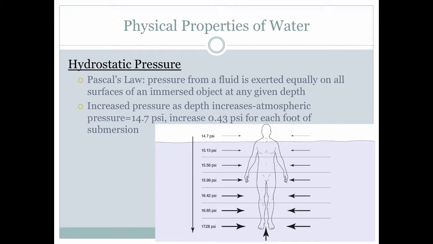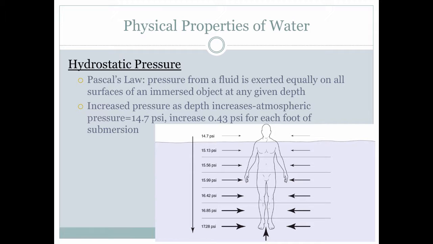If anybody has scuba dived before, you understand this. The deeper you go, the greater pressure you feel. You see here from the diagram that the atmospheric pressure is 14.7 pounds per square inch. At 1 foot, you add 0.43. At 2 feet, you add another 0.43, and so forth. So the deeper you go, the greater pressure you have.